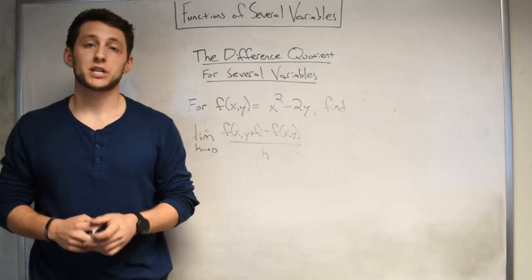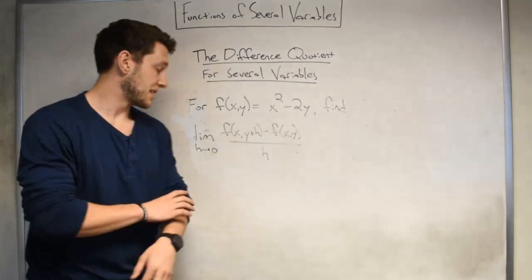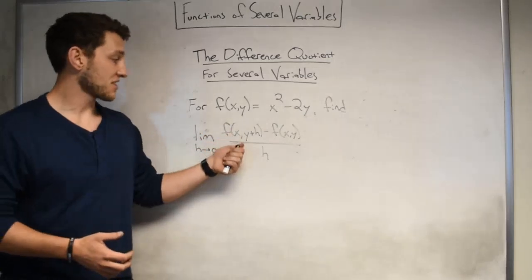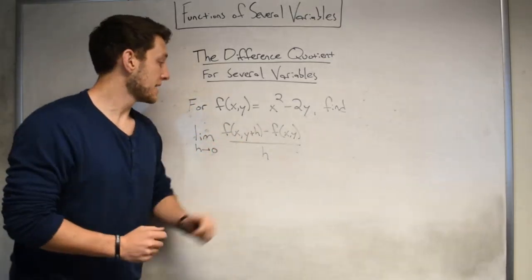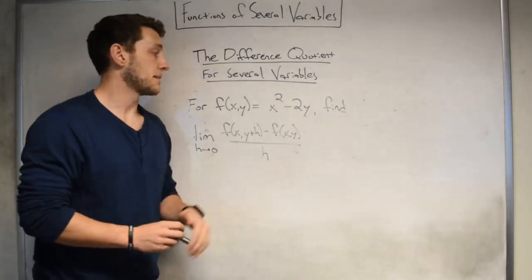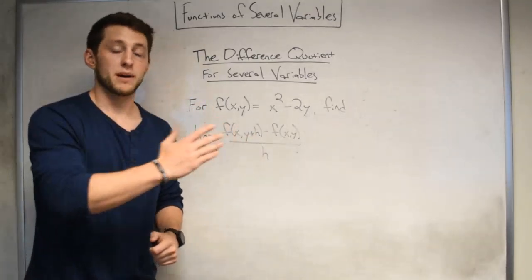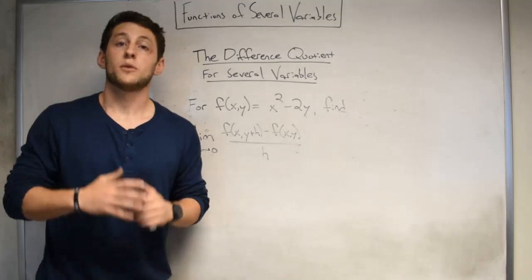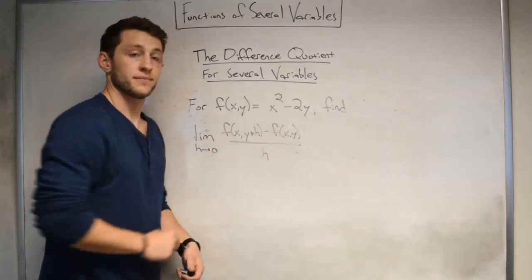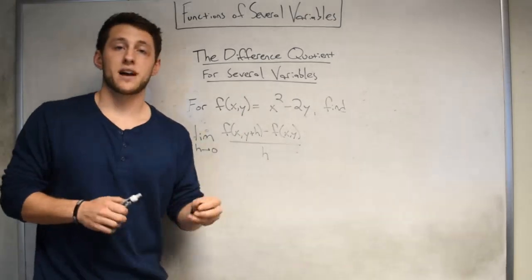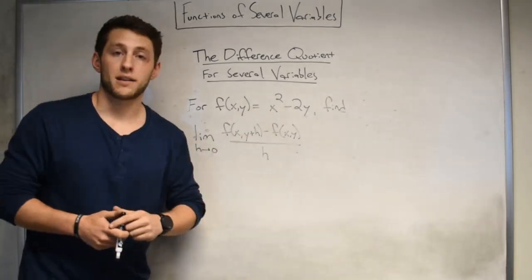To find the rate of change in the y direction, we're going to use the difference quotient, the limit, as h goes to 0, of f of x comma y plus h minus f of x comma y divided by h. As we have the plus h attached to the y, this will measure the rate of change in the y direction while keeping x constant. So therefore, let's go ahead and find this for the function f of x comma y is equal to x squared minus 2y.